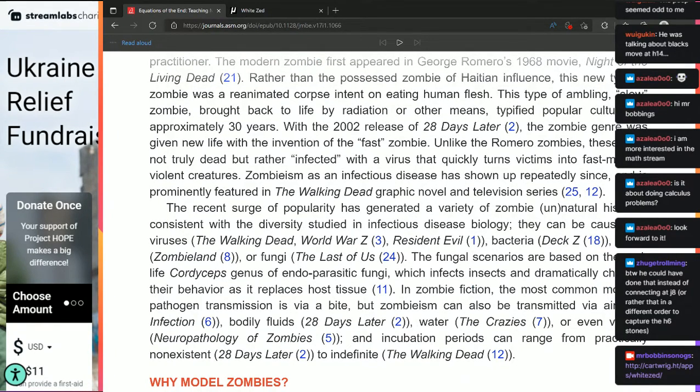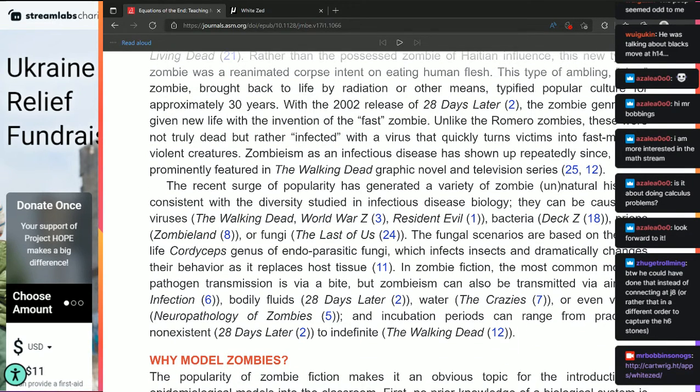The recent surge of popularity has generated a variety of zombie unnatural histories consistent with the diversity seen in studies of infectious disease biology, that can be caused by viruses, bacteria, prions, or fungi. Fungi? I'm a little curious about this one.